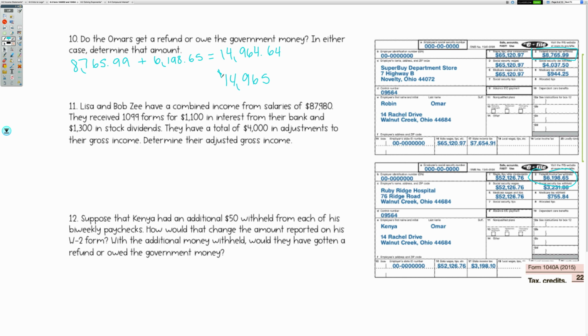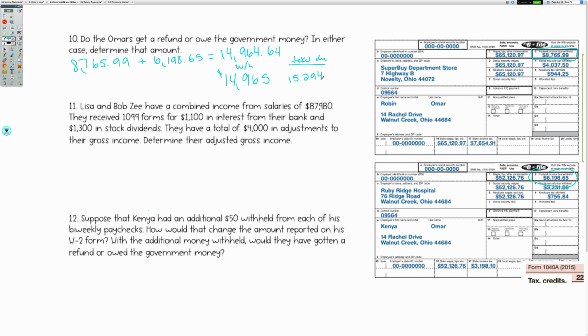So do they owe the government or? I should have left more space for this one. All right, so this is how much their employer has withheld. But we just calculated that they owe taxes due. What was it? 15,000 something. What was it?